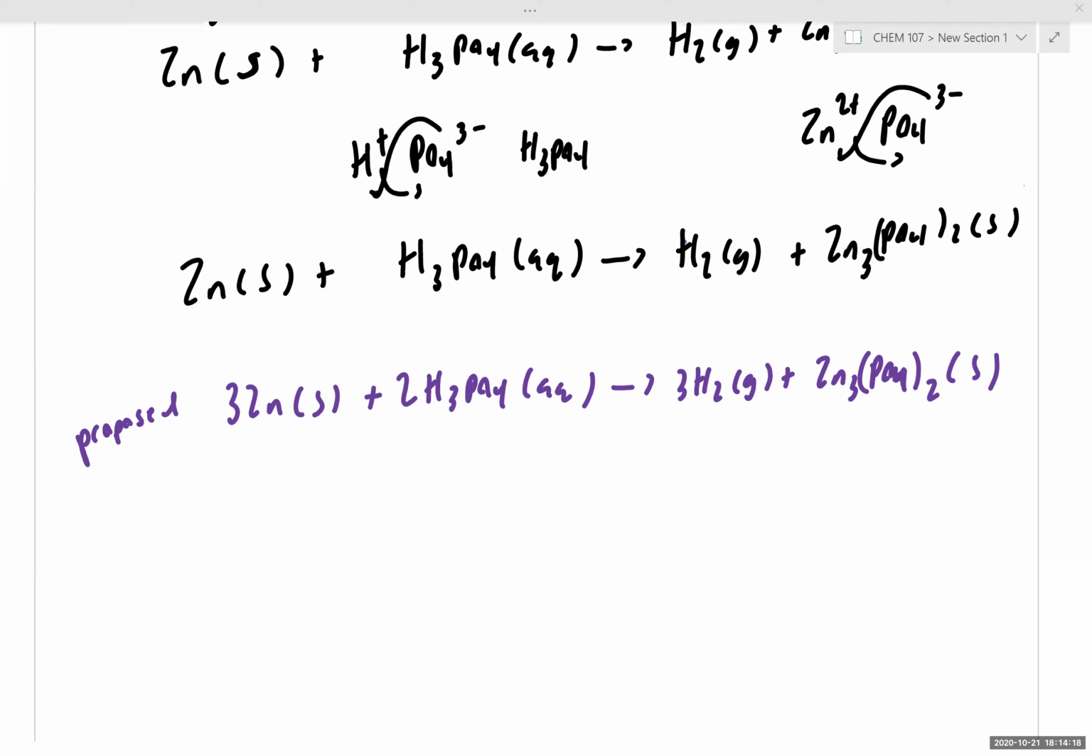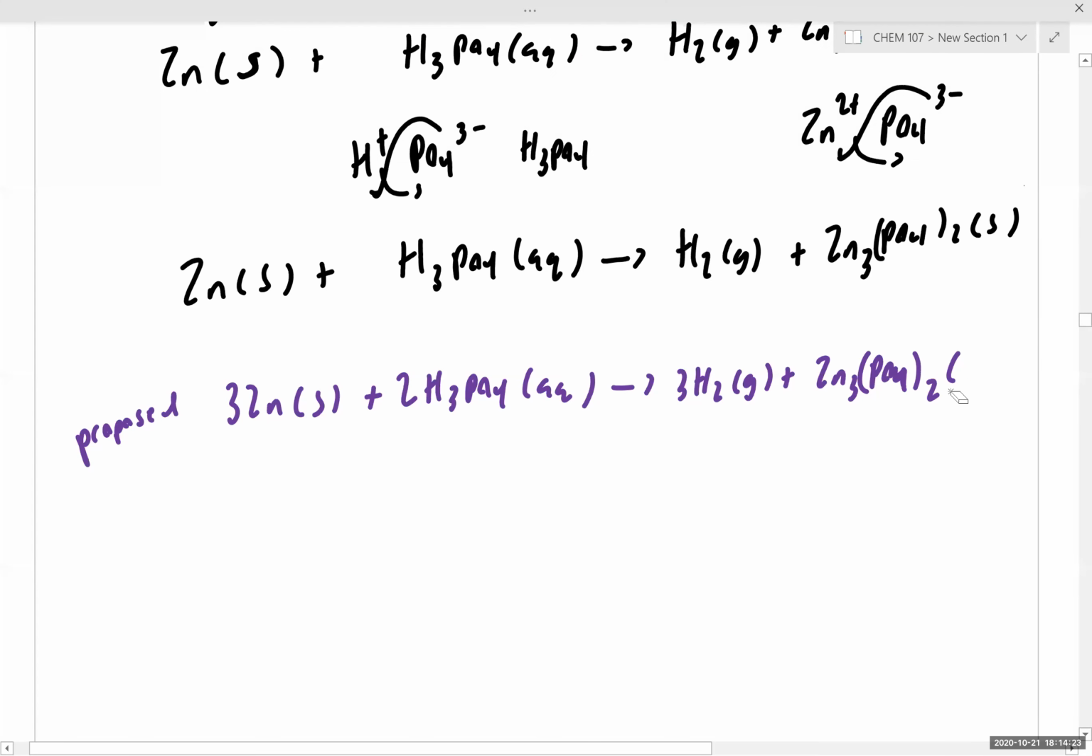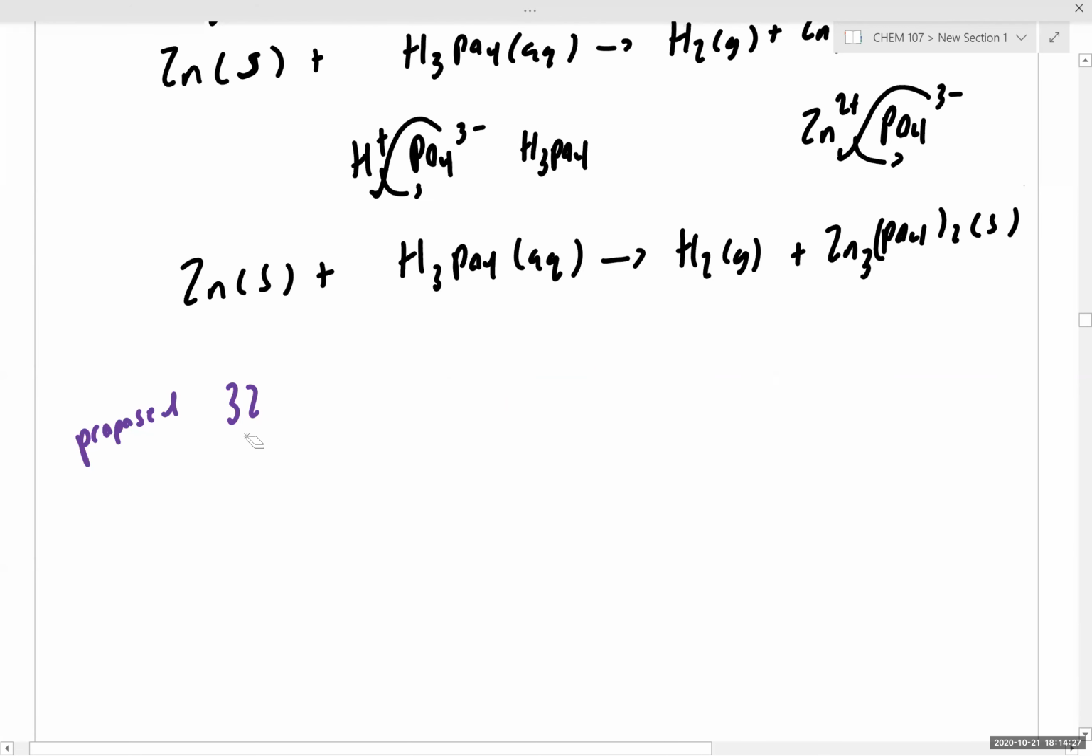Okay, so let's look at this example and let's work through this problem. So the student proposals look perfectly reasonable to me. So let's talk a little bit about the mechanics behind this example. So first we count our atoms of each element. So we have 1 zinc, 3 hydrogen, 1 phosphorus, and 4 oxygens on the left. And we have 2 hydrogens, 3 zinc, 2 phosphorus, and 8 oxygens on the right.